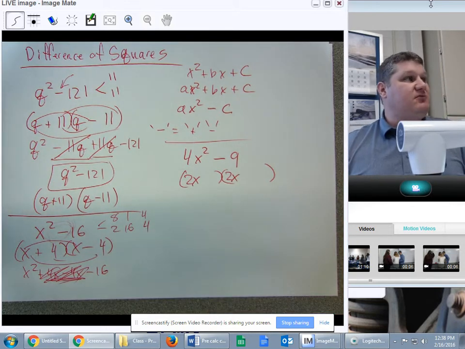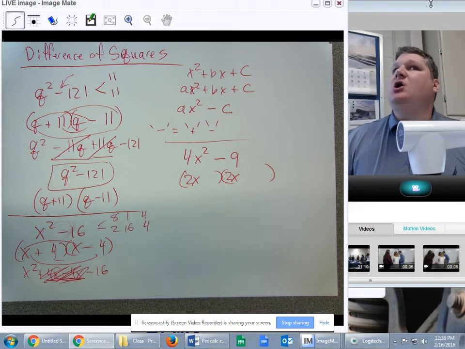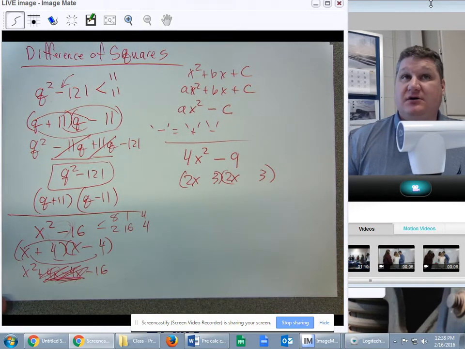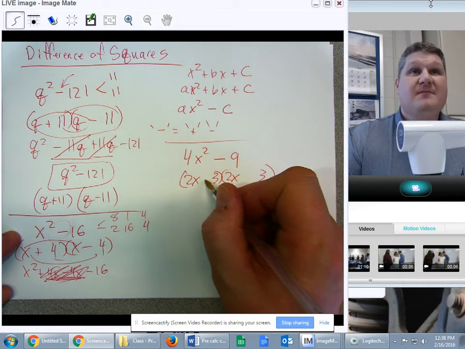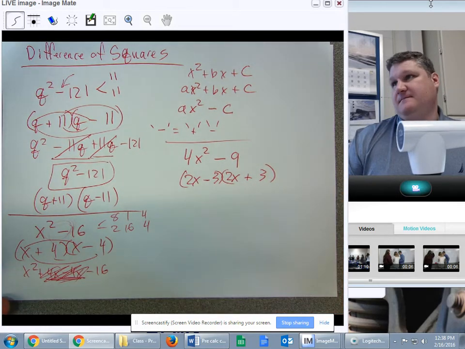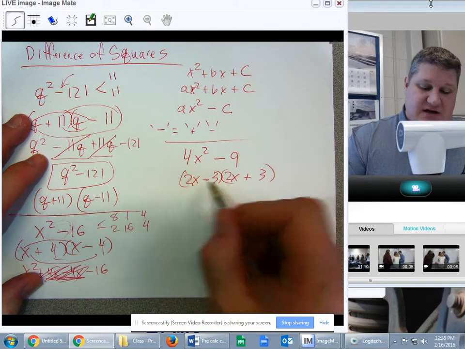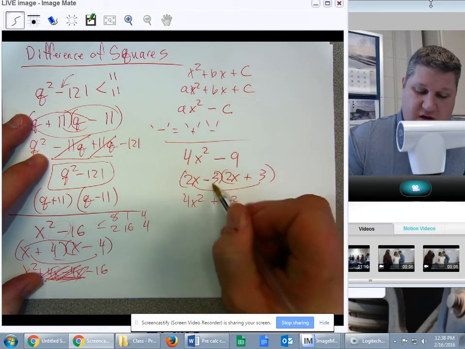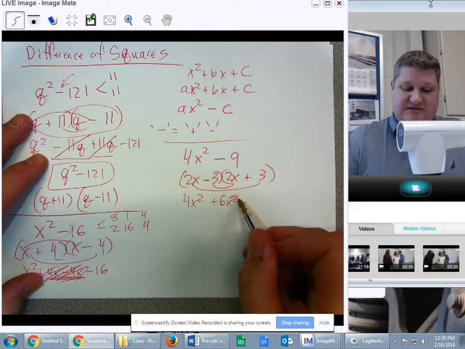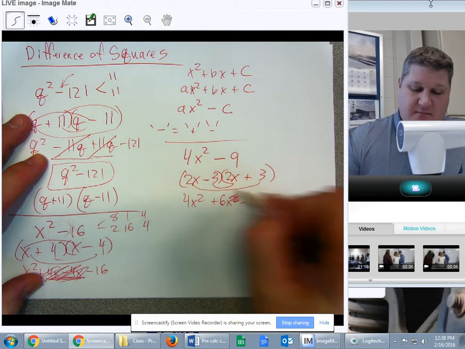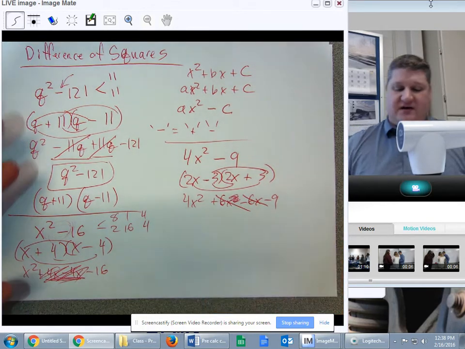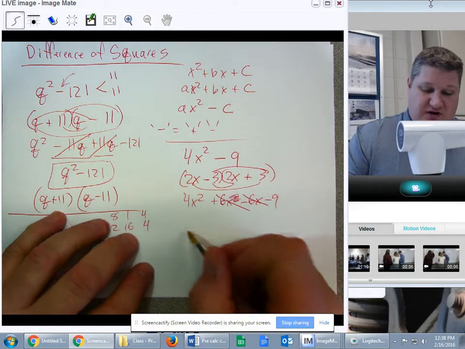So 2x and 2x. Then what do I do with the 9? Split it up into 3 and 3. And what kind of signs? A minus and a positive. Let's see if it works. 4x squared plus 6x, 6x because there's just one x, minus 6x, minus 9. Those go away. It works.